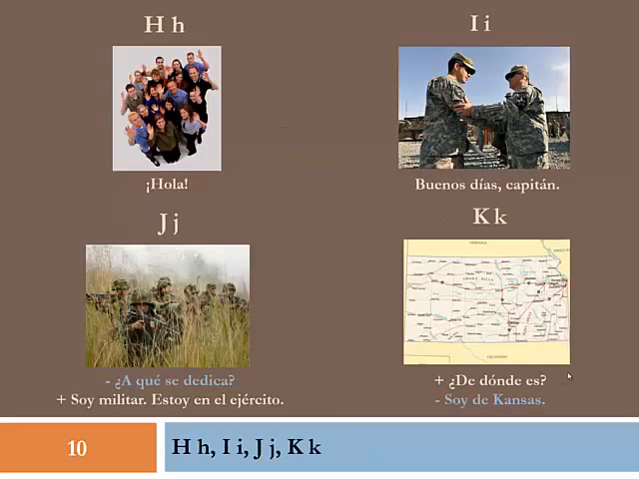And now for the next set of letters. The first one is H, as in hola. H does not make a sound in Spanish. It's silent. The next letter is I, as in buenos días, capitán. The next letter is called J, as in ¿a qué se dedica? Pues soy militar, estoy en el ejército.